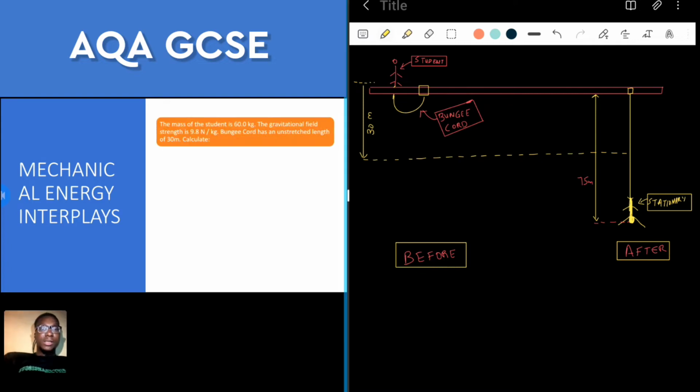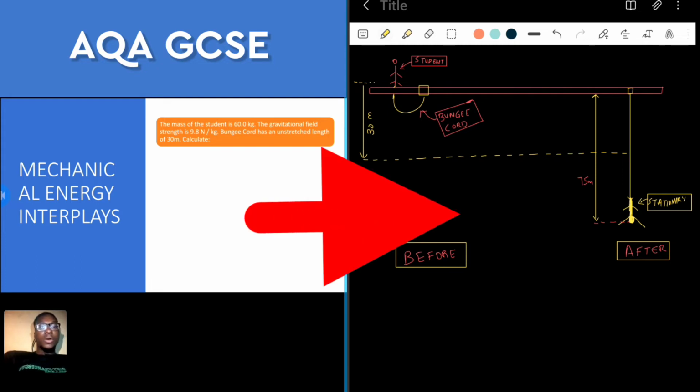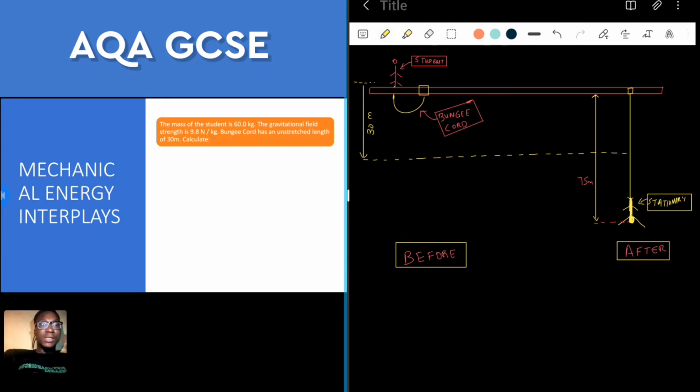Now the question says the mass of the student. The diagram for the question is on the worksheet here. The mass of the student is 60.0 kilograms. The gravitational field strength is 9.8 newtons per kilogram. Then the bungee cord has an unstretched length of 30 meters. Those are just things given to us from the question, and we're left to work the other things out ourselves.